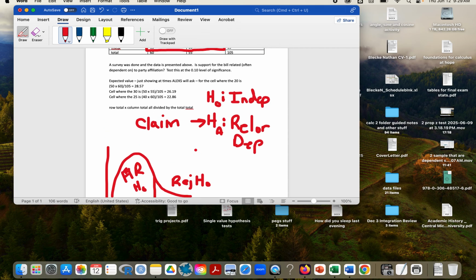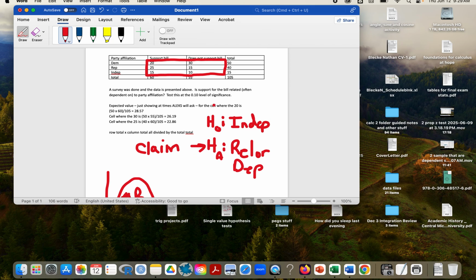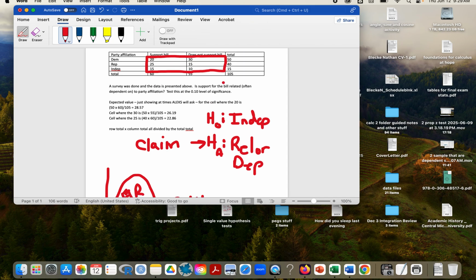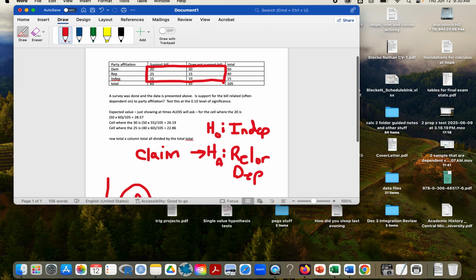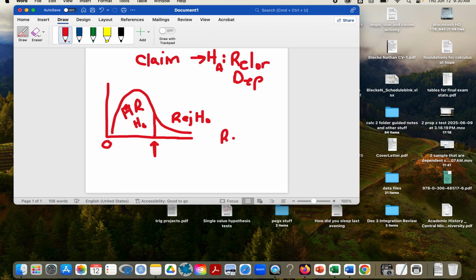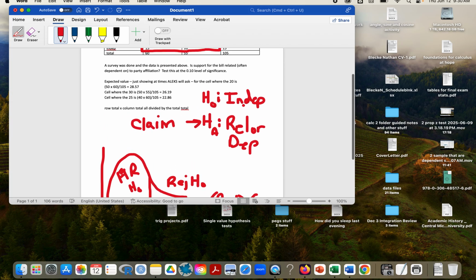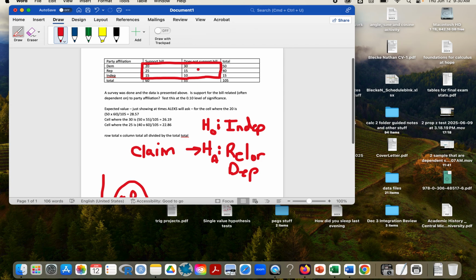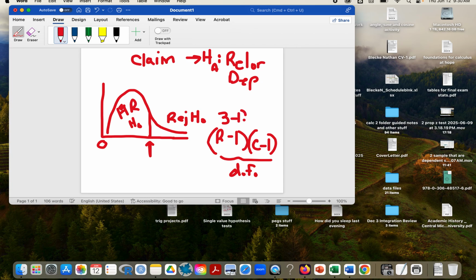Now, to do that, we look at the body of the table. We do not include the totals when we're doing this. And we take the number of rows minus 1, and we multiply that by the number of columns minus 1, and that value is going to give us our degrees of freedom. So we have 3 rows and we have 2 columns. So it's going to be 3 minus 1 multiplied by 2 minus 1. So our degrees of freedom will end up being equal to 2.